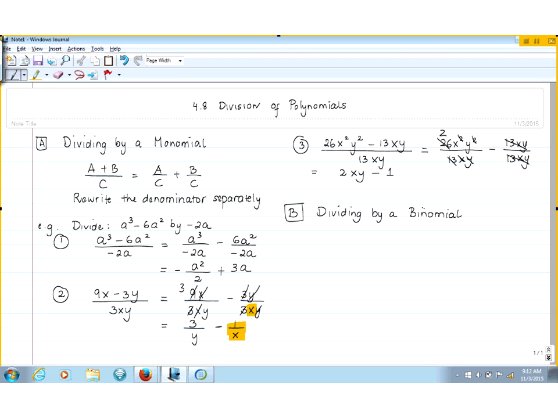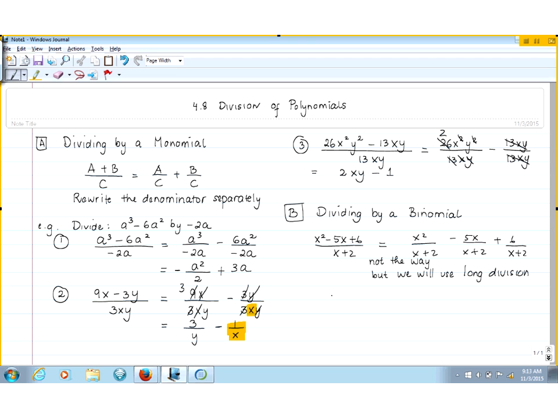Now B, dividing by a binomial. For example, we will use long division. Just say if I want to divide x squared minus 5x plus 6 divided by x plus 2, you can't write it like this: x squared over x plus 2 minus 5x over x plus 2 plus 6 over x plus 2. Look at this. Can you actually divide these? No. So this is not the correct way of doing it. So we will use long division, because we can't divide x squared by x plus 2.